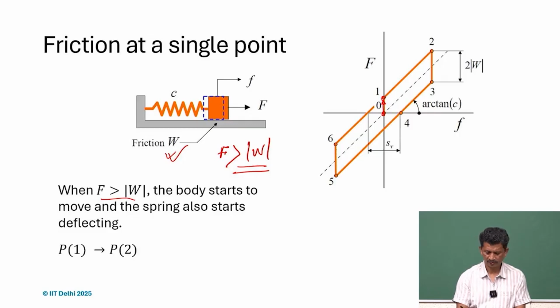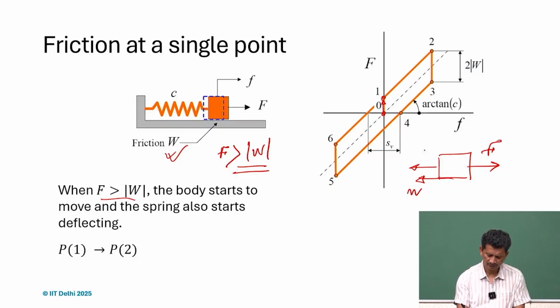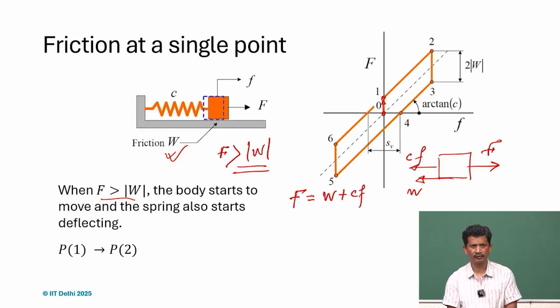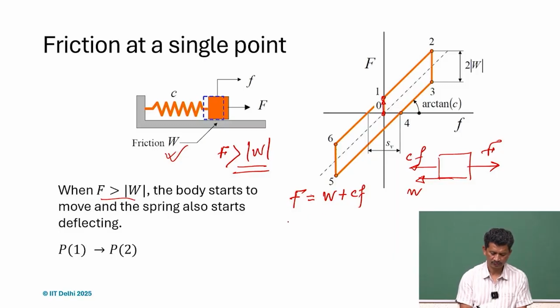And if we try to make the free body diagram, this is F and this is your W. And of course, then there will be deflection x and a stiffness C. So F is nothing but W plus Cx. So, stiffness versus displacement.